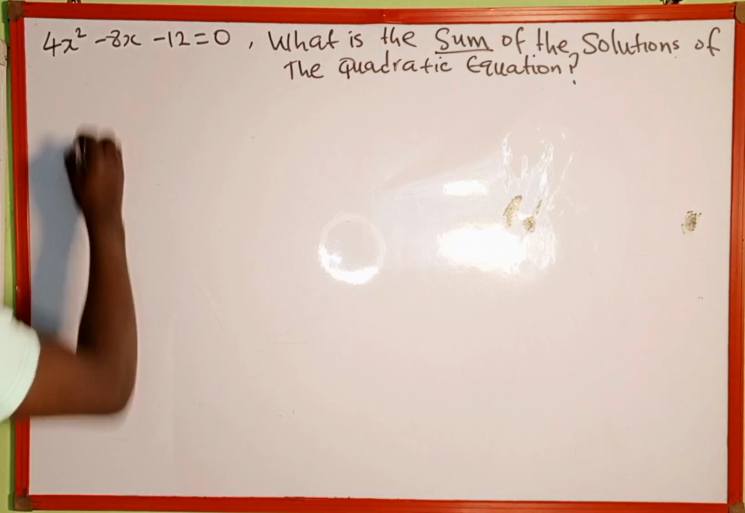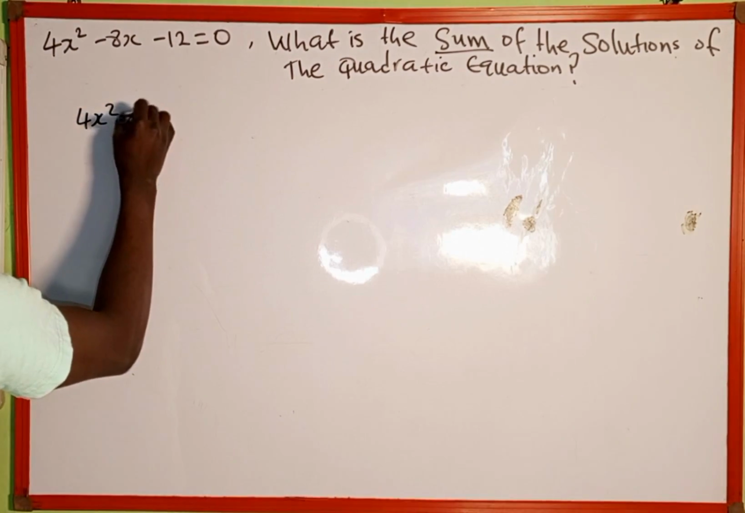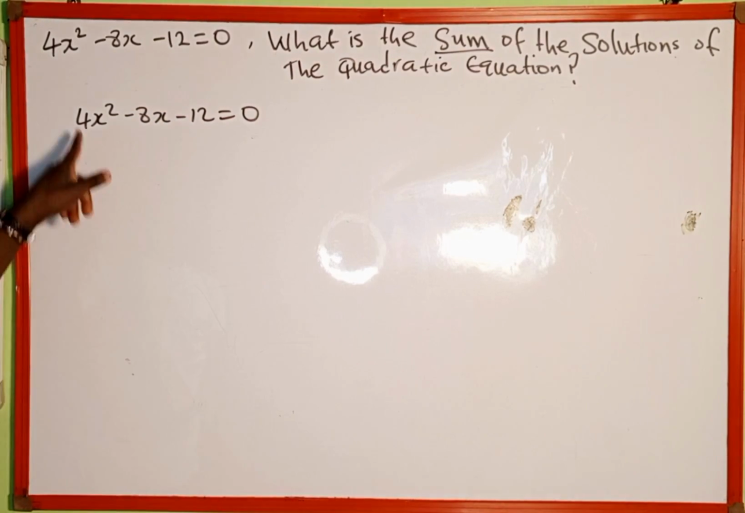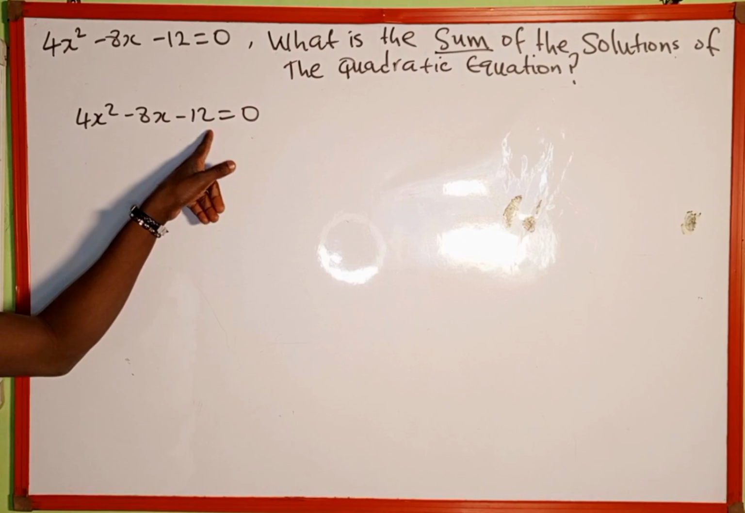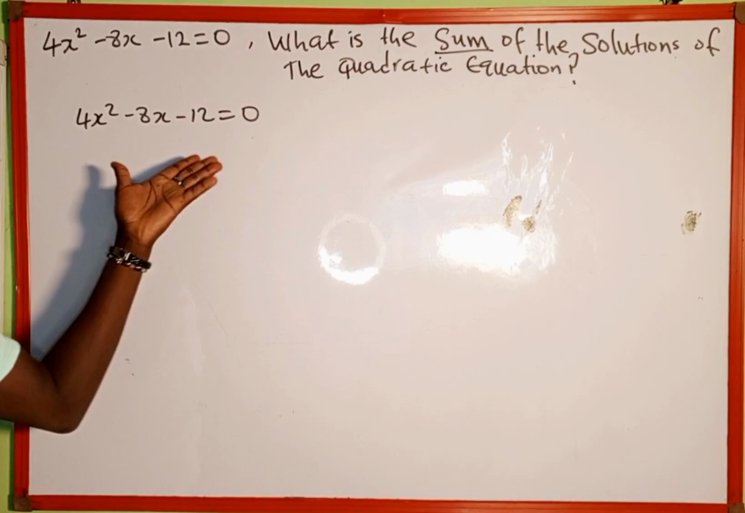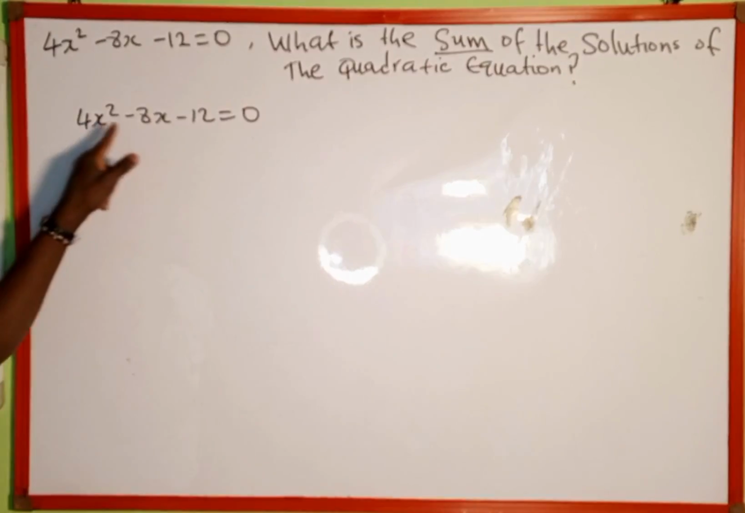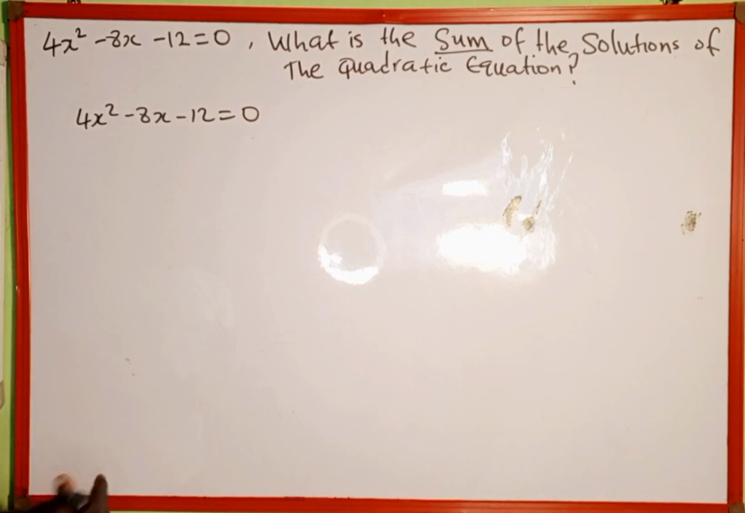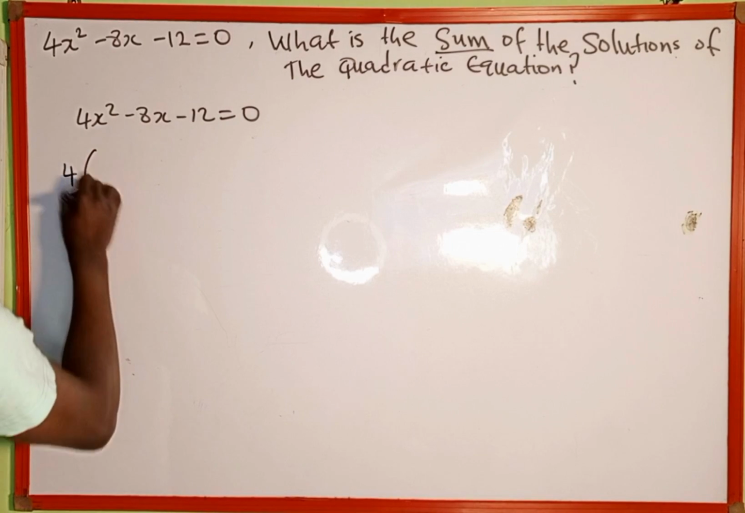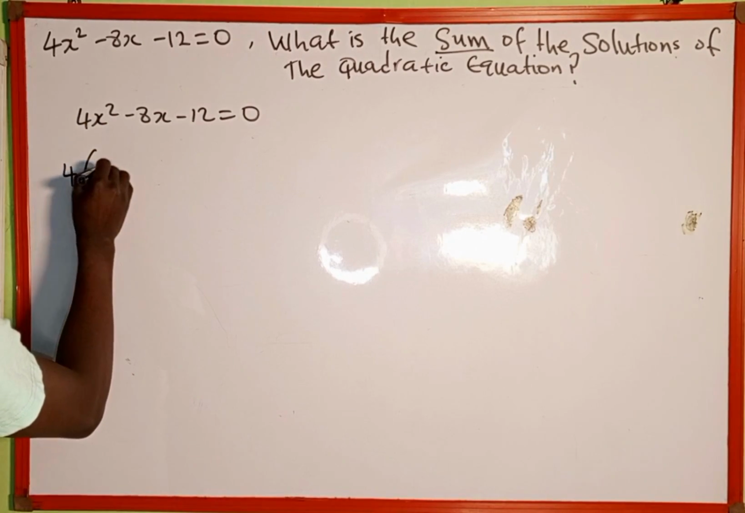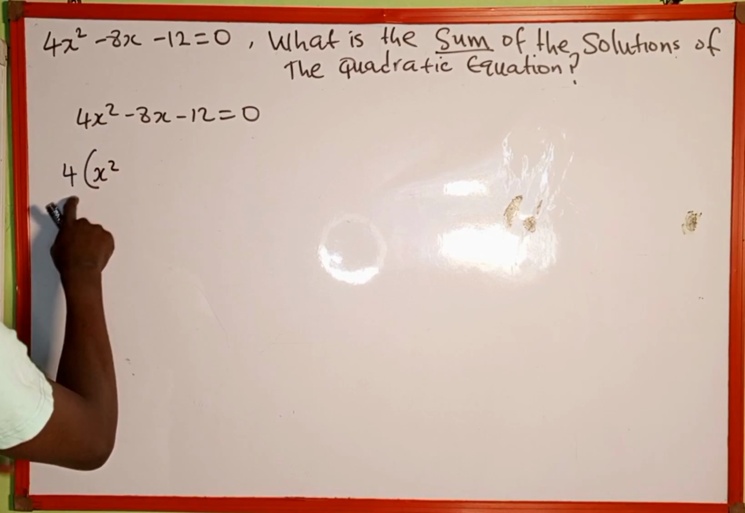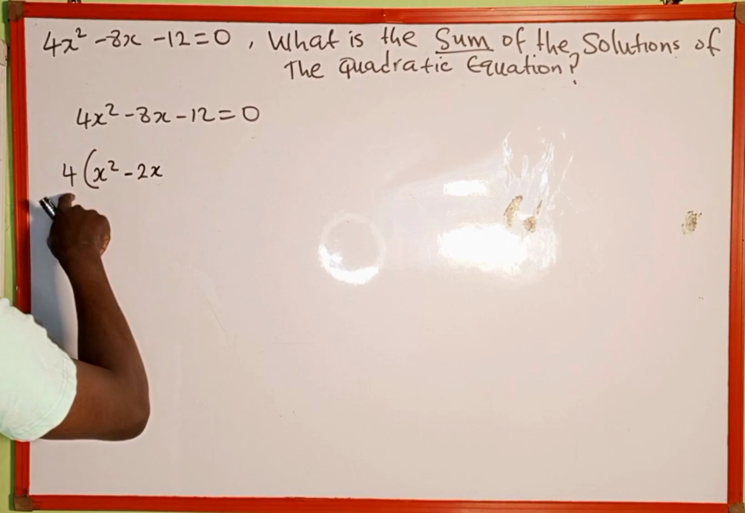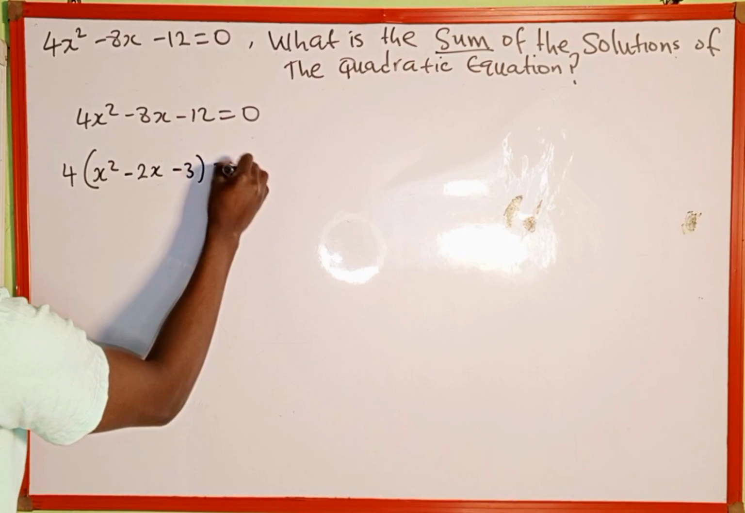So the quadratic equation given is what? 4x to the power 2 minus 8x minus 12 is equal to 0. What do you notice in this equation? We have 4 here, 8 and 12. If you notice, 4 can go into all these numbers, because 4 can go into 4, 4 can go into 8, and 4 can go into 12. So we can first reduce the numbers. We factor out 4. 4x squared divided by 4 remains x squared. Minus 8x divided by 4 remains minus 2x. Then minus 12 divided by 4 remains minus 3, which is equal to 0.